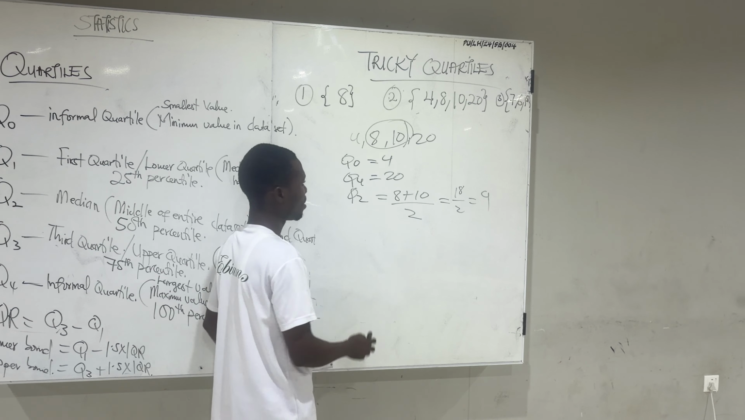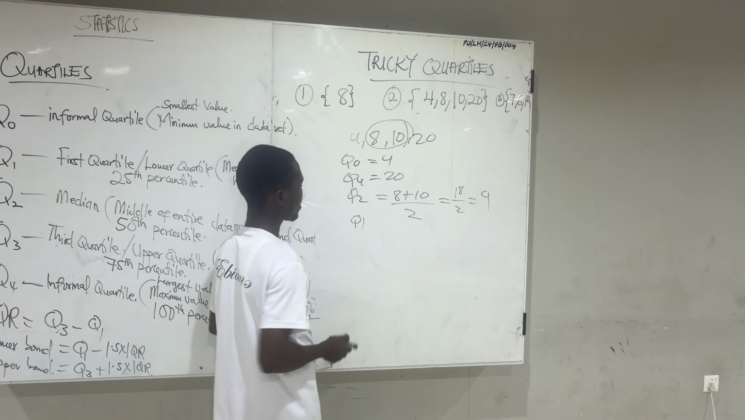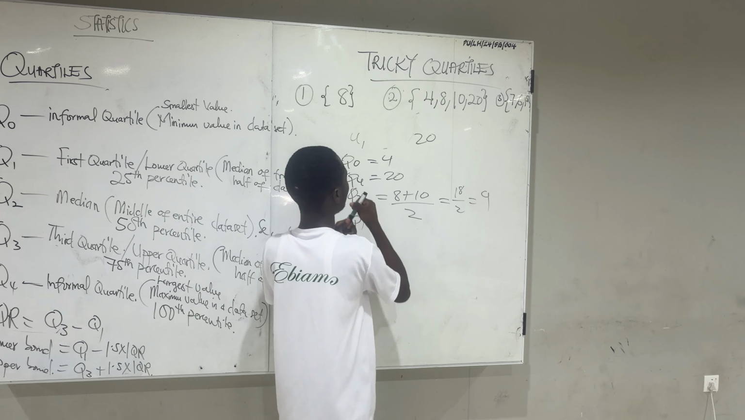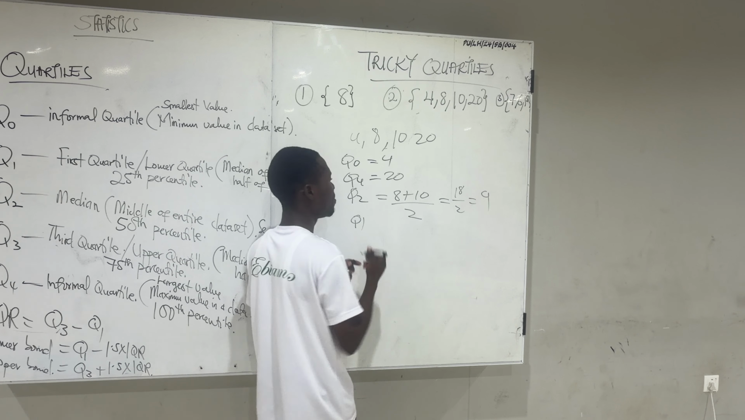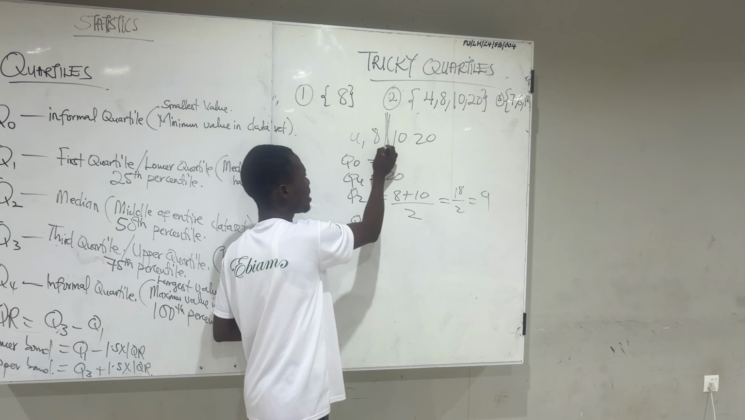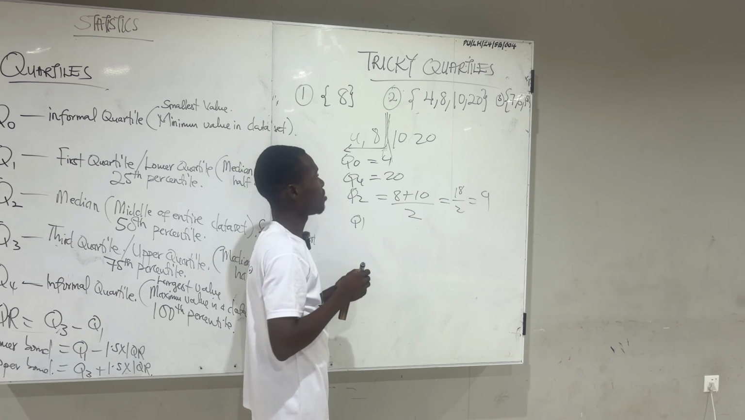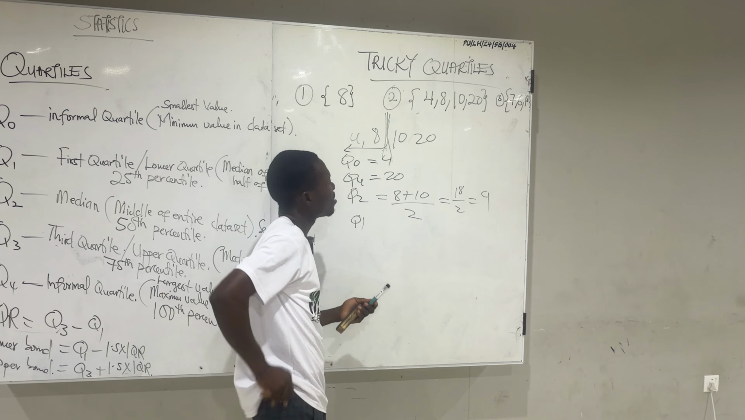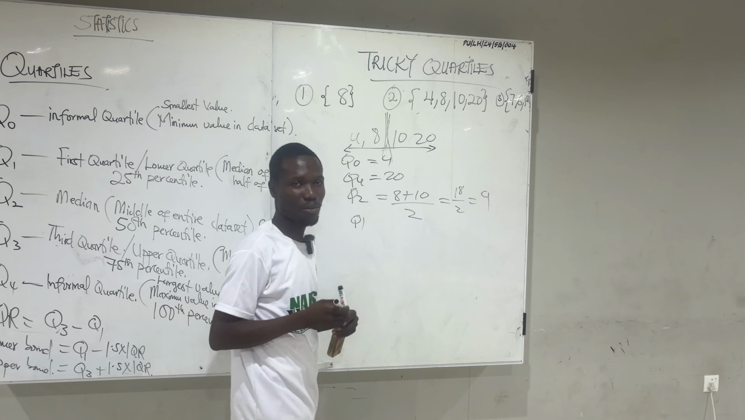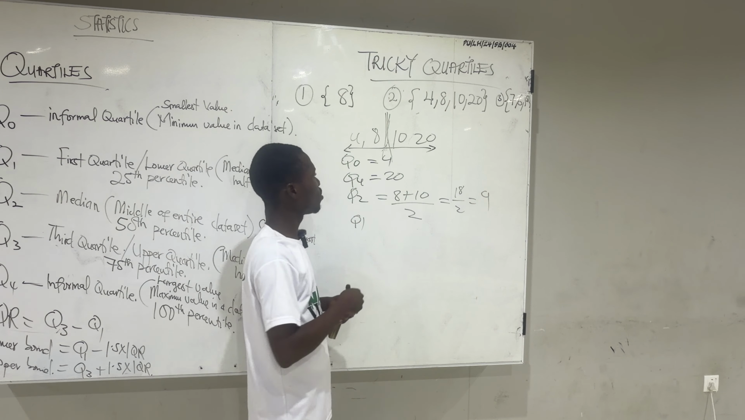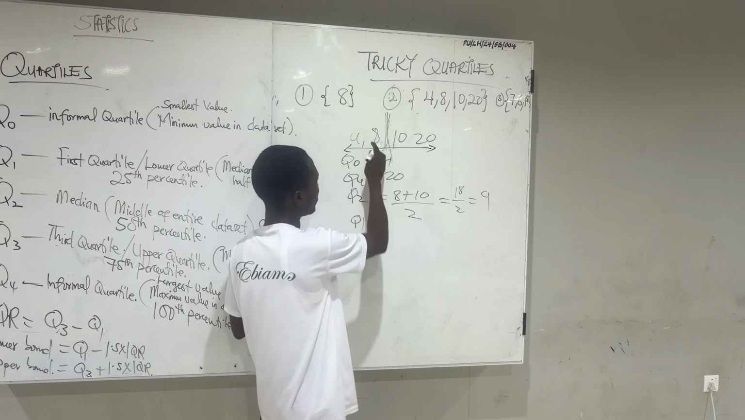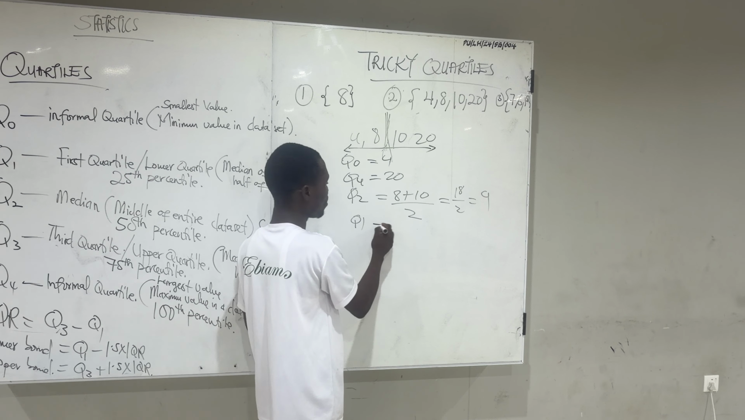Now, for us to get our Q1, when we are given an even number, you strike it this way. This part becomes your first half of the data, and this side becomes your second half of the data. Q1 simply means the median of the first half of the data. And with this one, because we have two numbers, the median is going to be what?